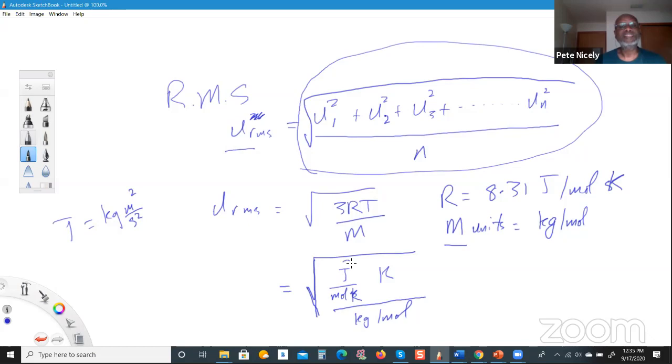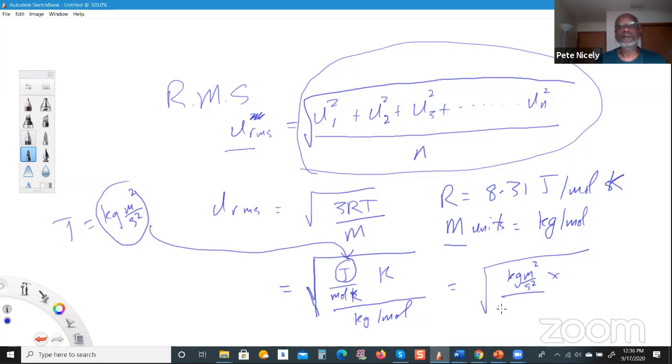So if we replace the joule unit here with this collection of units, if we plug this in here, this is what we're going to end up with: the square root of kilogram squared, meter squared over second squared, times over mole Kelvin, times Kelvin, divided by kilograms per mole, all right?